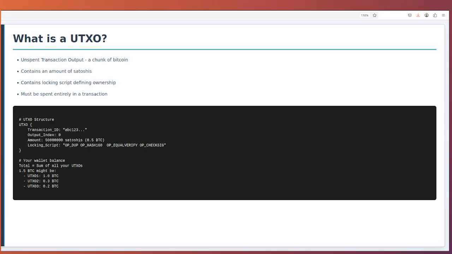This ownership is defined by a locking script, usually requiring a digital signature from a specific public key. When you check your Bitcoin wallet and it shows you have 1 Bitcoin, what you really have is one or more UTXOs that add up to 1 Bitcoin. You might have 1 UTXO worth 1 Bitcoin, or you might have 10 UTXOs each worth 0.1 Bitcoin. Your wallet adds them all up to show your total spendable balance. Each UTXO is indivisible and atomic. It must be spent in its entirety in a transaction. You cannot spend half a UTXO if you need to send less than what a UTXO contains. You spend the entire UTXO and create a new UTXO as change back to yourself.